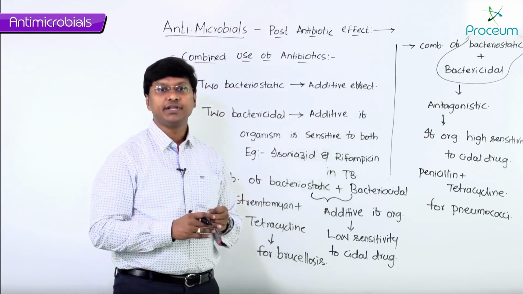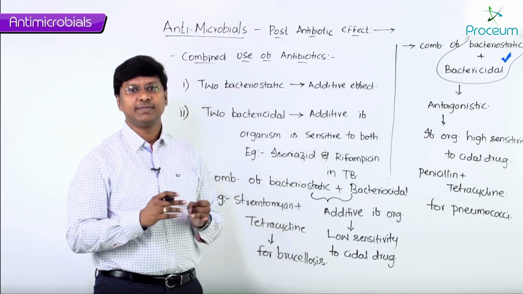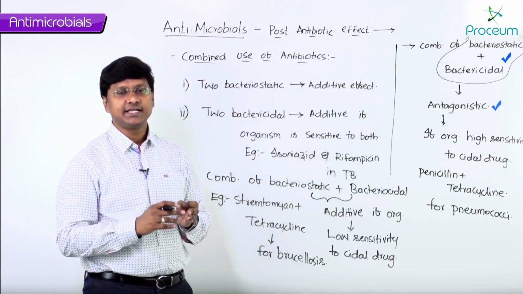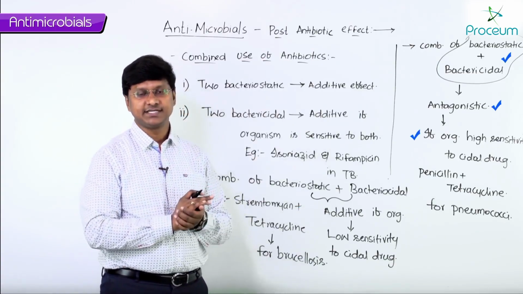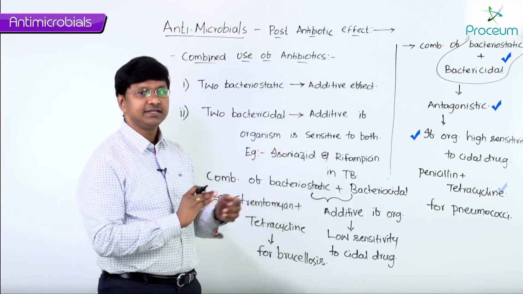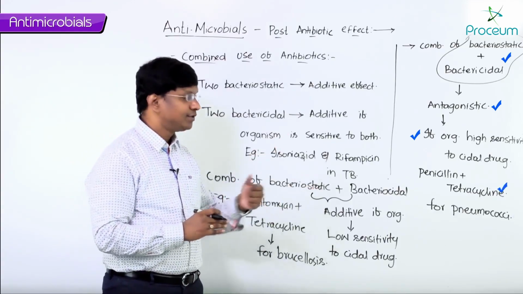Next, the combination of bactericidal with bacteriostatic agent is antagonistic if the organism has high sensitivity to the cidal drug. Example, penicillin plus tetracycline for pneumococci.